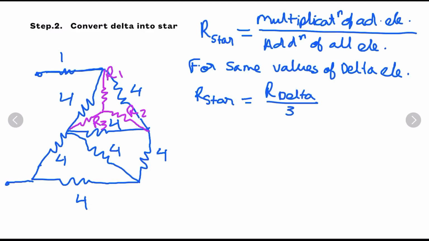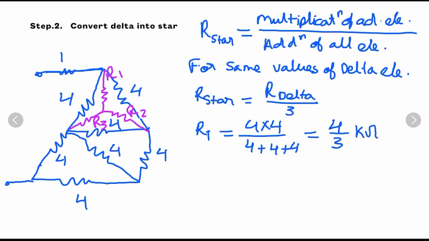We can apply this formula, that is R star will be equal to R delta divided by 3. So we can easily calculate the elements, but let's apply the basic formula, that is R1 is going to be equal to multiplication of adjacent elements. R1's adjacent elements are this 4 and this 4, and divided by all, so 4 plus 4 plus 4. So it will be 4 into 4 divided by 4 plus 4 plus 4. That will be 4 by 3 kilo ohm.